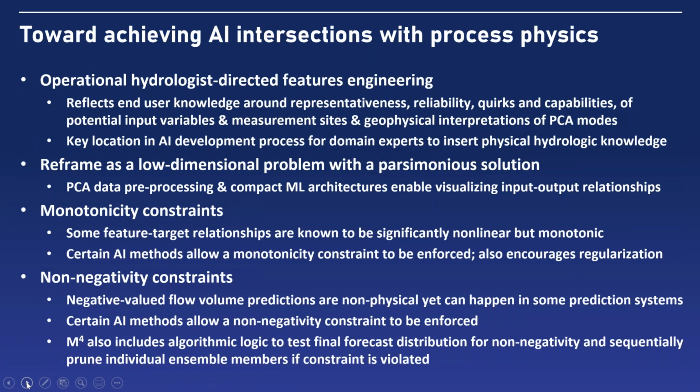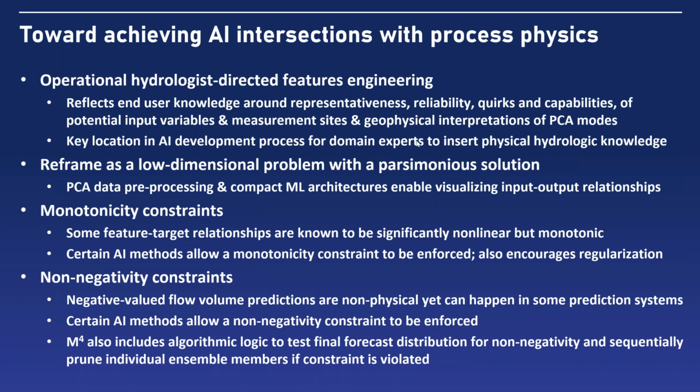So I'm going to focus on two parts of it. One is achieving AI intersections with process physics. There's a number of ways that we've done that. One is through maintaining the current practice of hands-on features engineering, because this is where a hydrologist has an opportunity to say, I know what the key drivers are, and I'm going to throw them into my input data. Reframing the entire thing as a low-dimensional problem with a parsimonious solution.